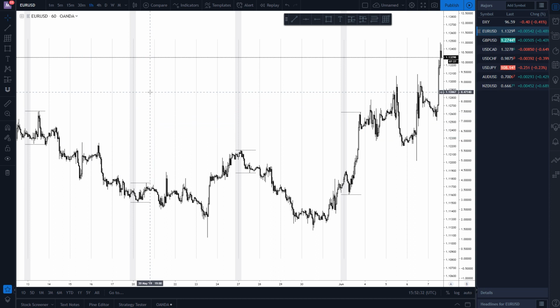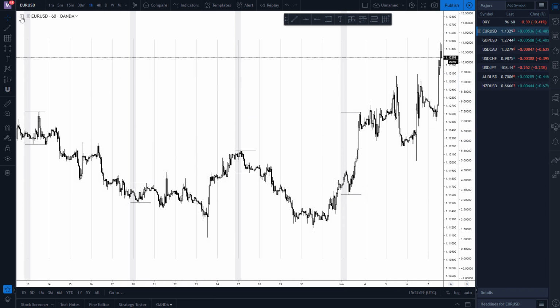And if you are going to be in a ranging environment, then this won't work at all. So you really have to be able to understand what environment you are in, and to be able to benefit from them, because you can really get caught in the chop, which you can see, for example, right here, and you will really just be losing money.